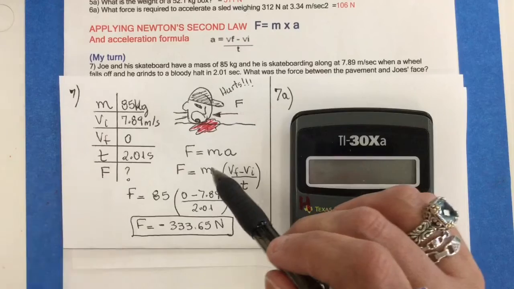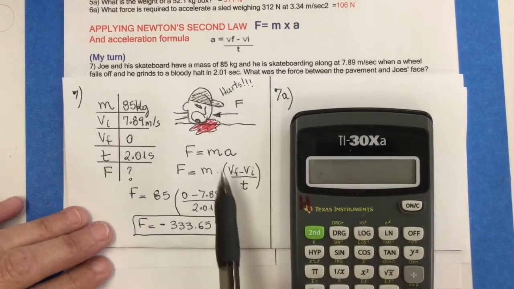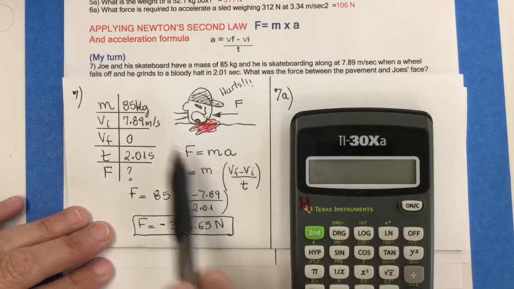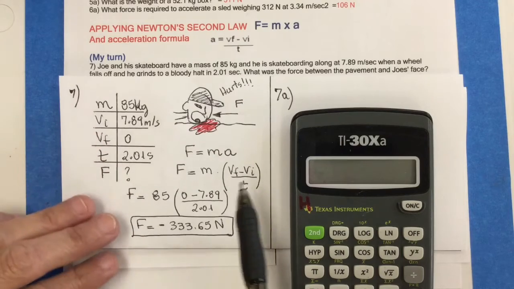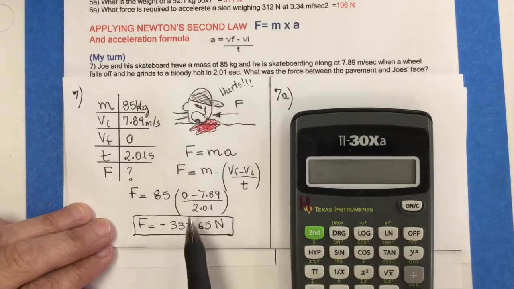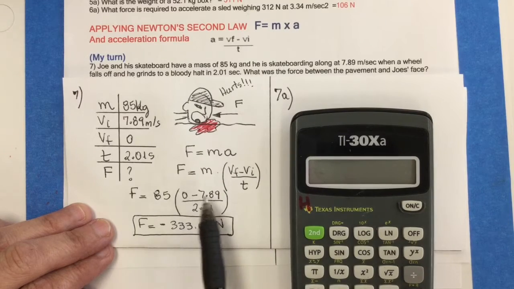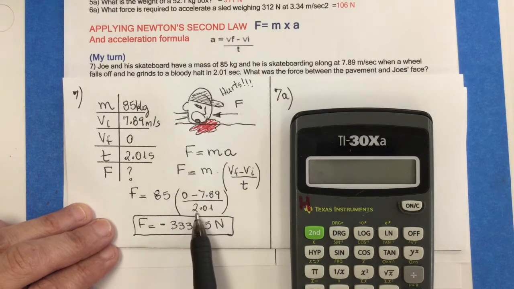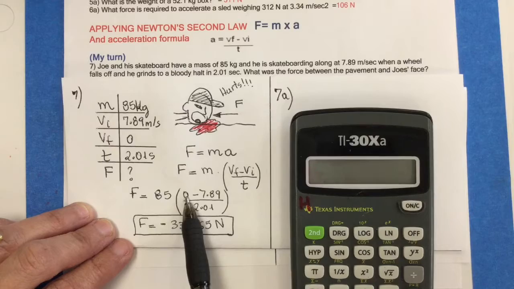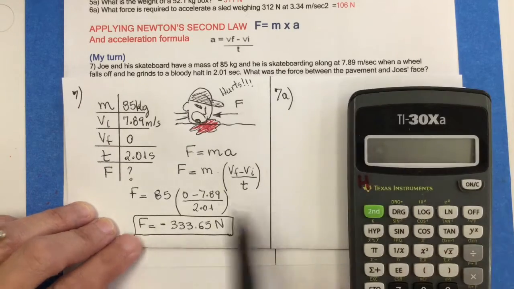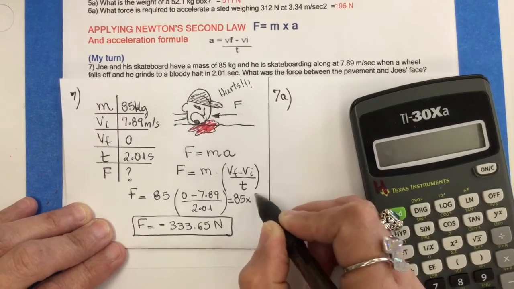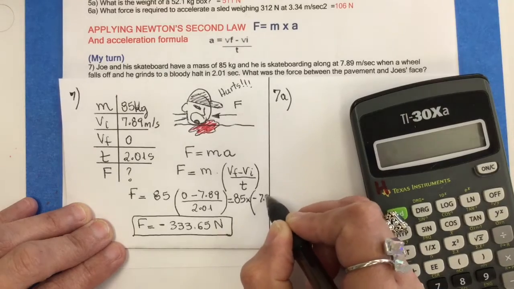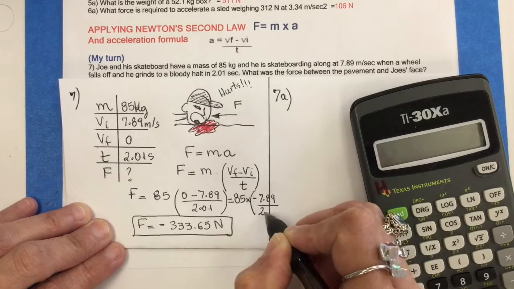So again, we are going to use Newton's second law, F equals ma. Now a, we don't have, it was not provided, but the change in velocity was provided. So the change in velocity is final minus initial. Our final velocity here is 0, and the initial is 7.89, over the time. So we have 85 times negative 7.89 over 2.01.